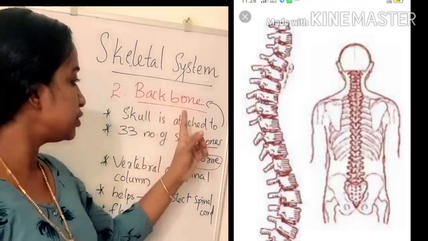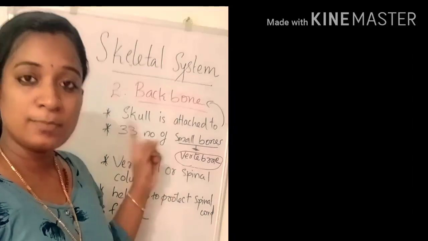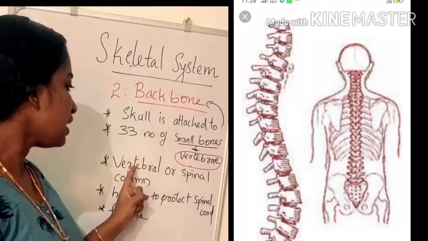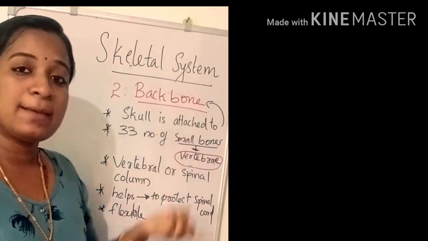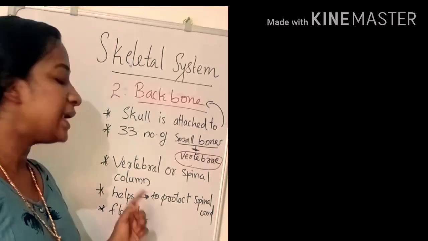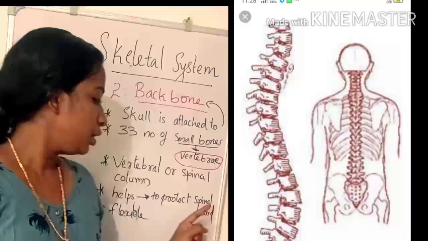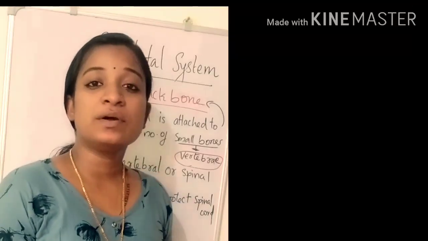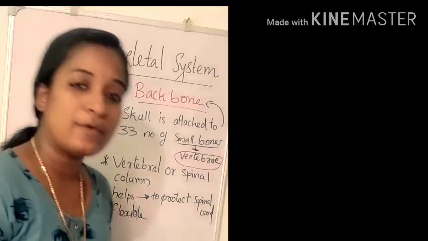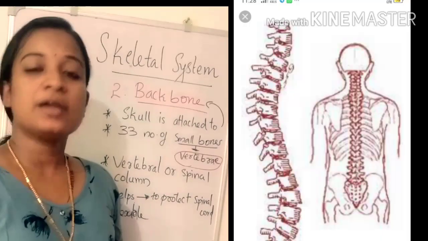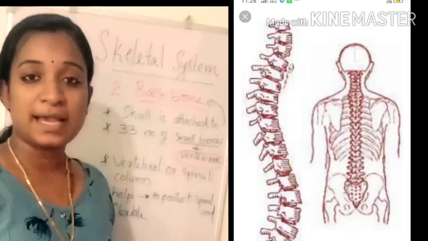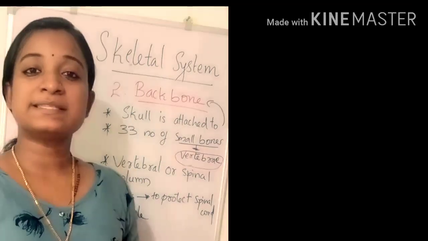Okay, so the skull is attached to the backbone and there are 33 small bones present in the backbone, called vertebrae. These vertebrae are flexible and joined together one above the other, forming a strong column known as the vertebral or spinal column. It helps to protect our delicate spinal cord and allows forward and backward movement of our backbone. Also, in the center of the vertebrae there is a hole which allows the passage of the spinal cord, so the spinal cord passes through the holes present in the vertebrae.